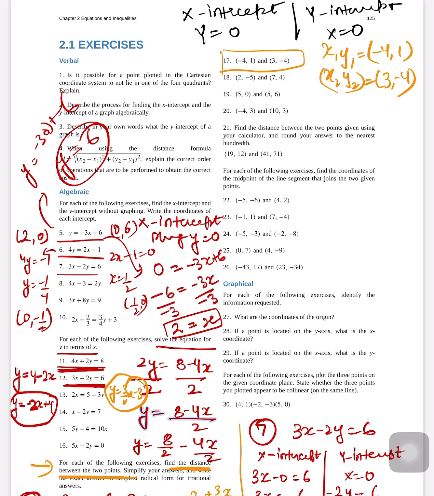So yeah, and then you can write down. x1 is negative 4, y1 is 1, x2 is 3, y2 is negative 4. And the distance formula is d is equal to the square root of (x2 minus x1) whole square plus (y2 minus y1) whole square. Okay, so you can just plug in all the values here. Let's plug in.